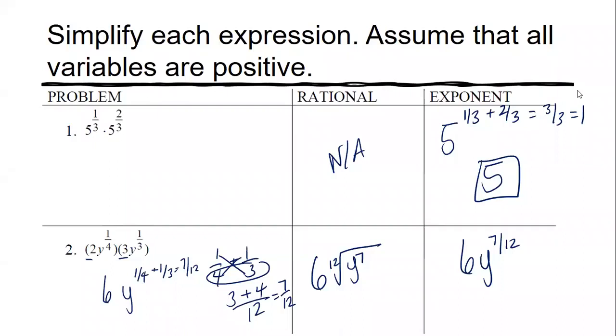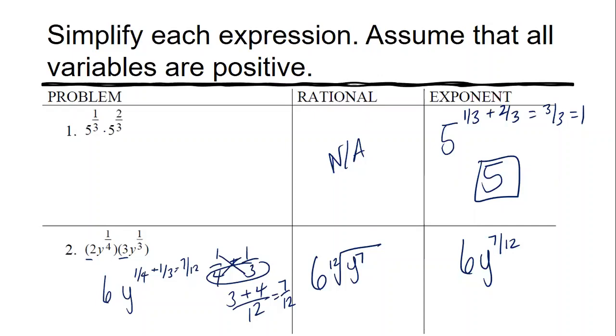All right, guys. Let's see how you did on 1 and 2. So on number 1, your bases are the same. So because your bases are the same, you're going to add the powers together. So you have 1/3 plus 2/3 makes 3/3. And what does 3/3 equal? 1.